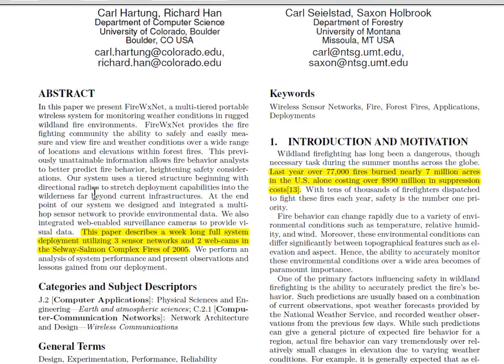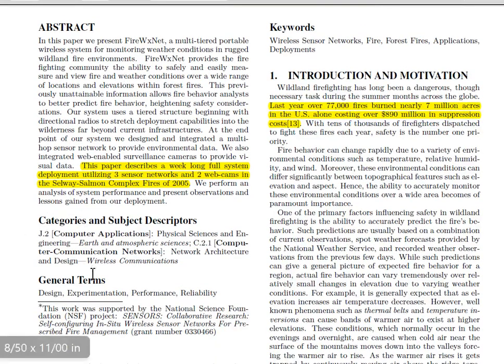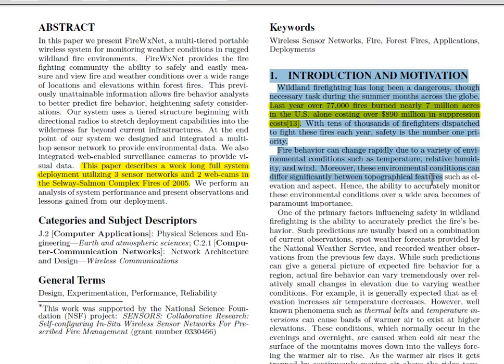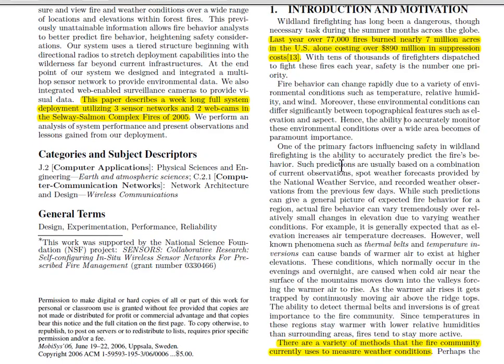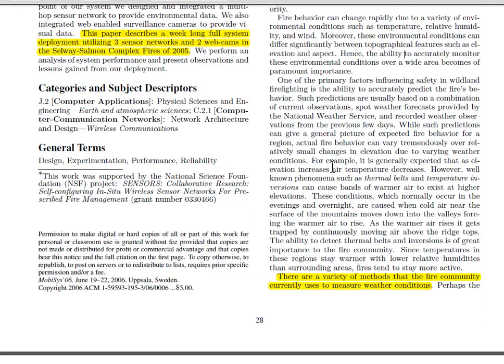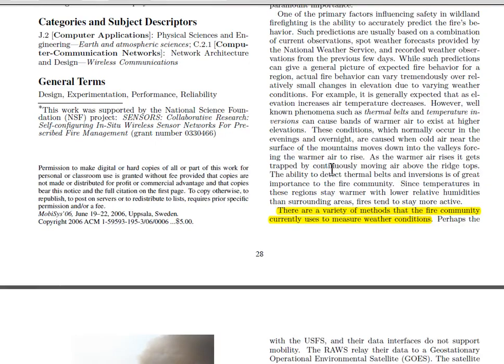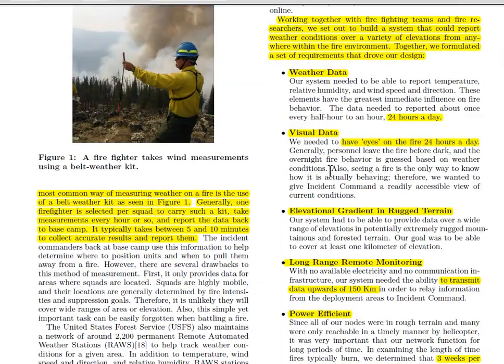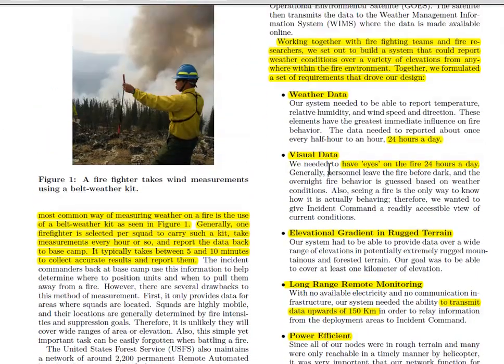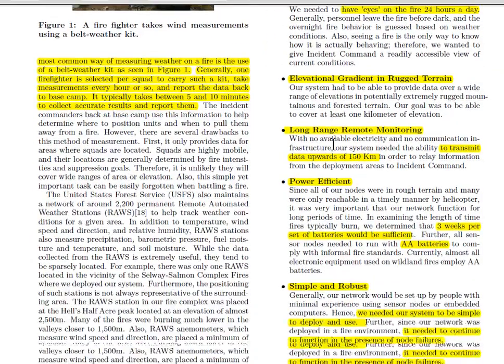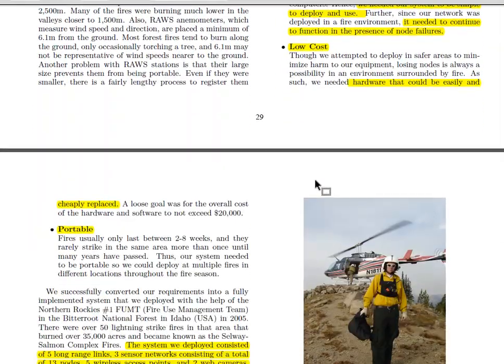So start with the abstract. They have general terms and so on. Then the first section will be the introduction. They try to introduce their system, and also they highlight the existing problem in the area. And then the requirements for their system and so on, they highlight in the introduction section.